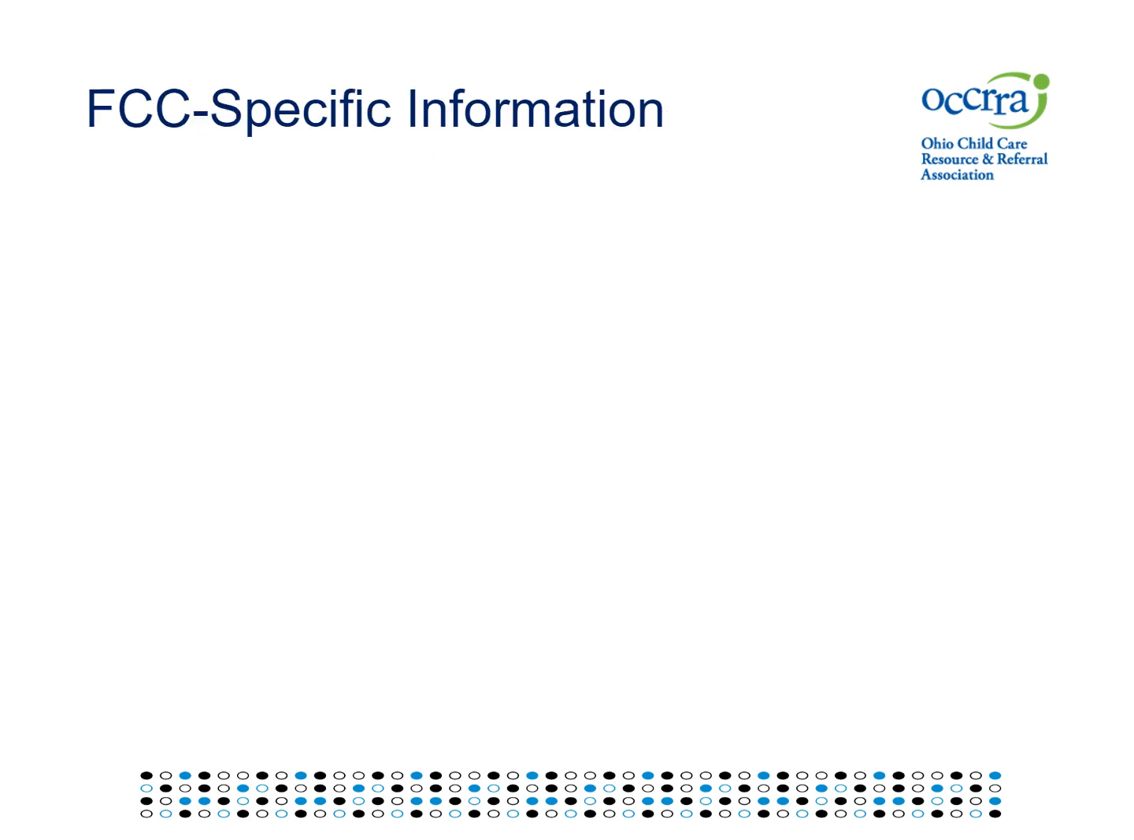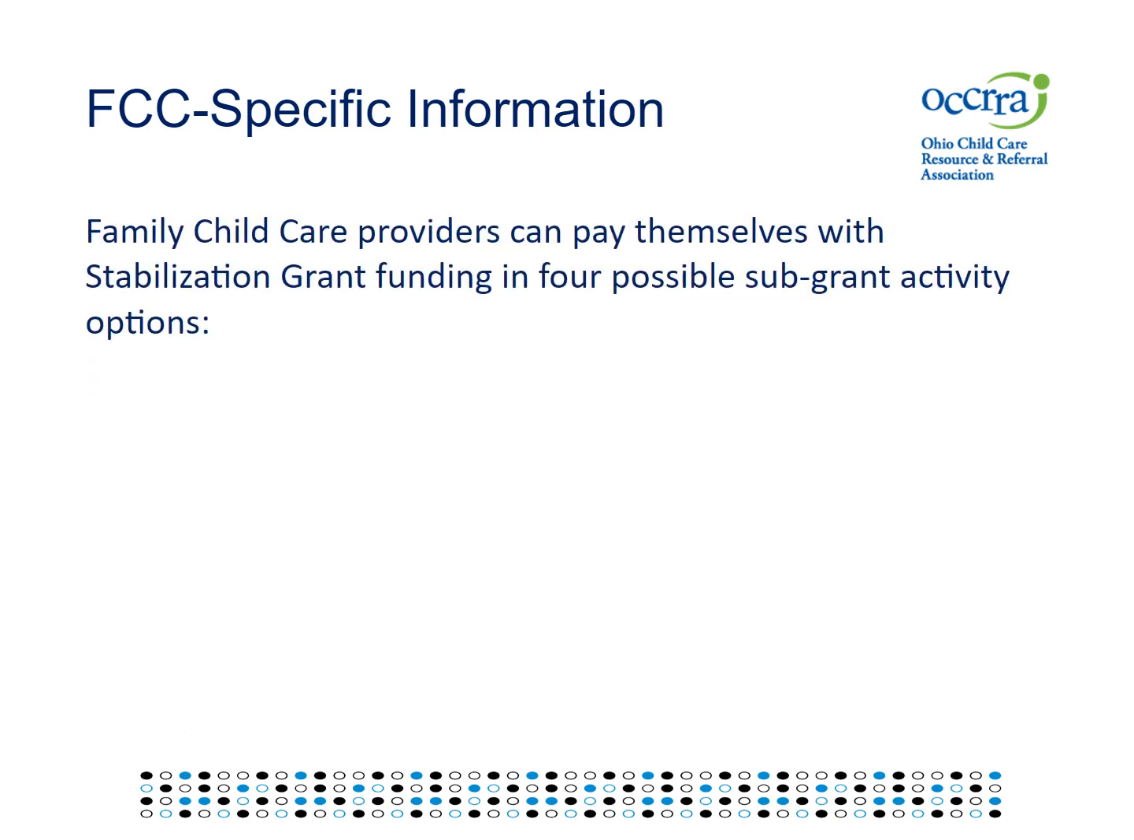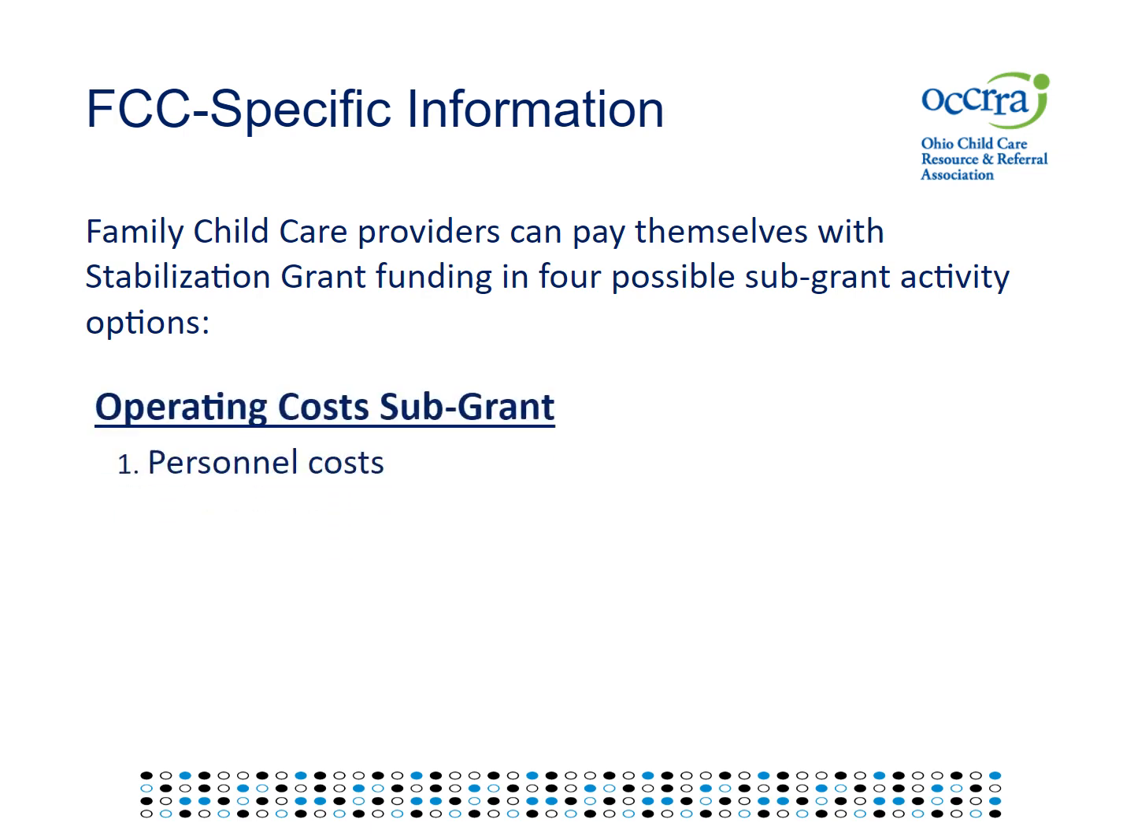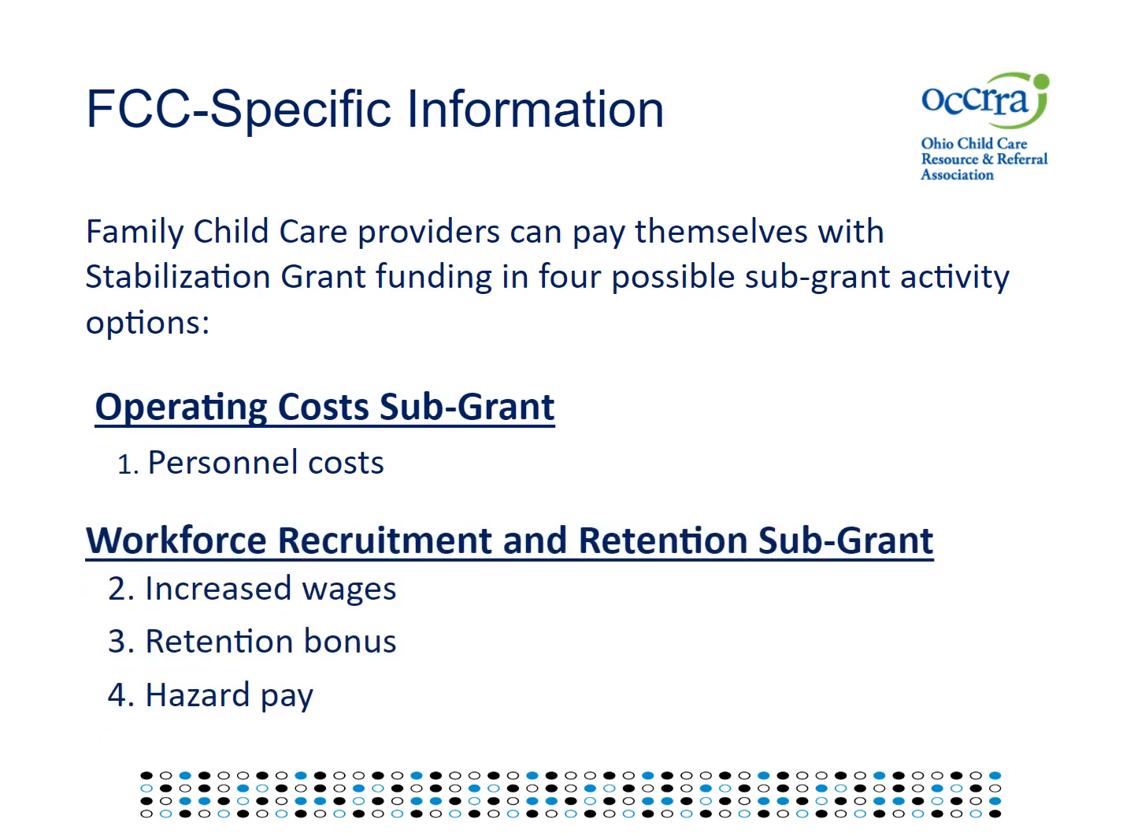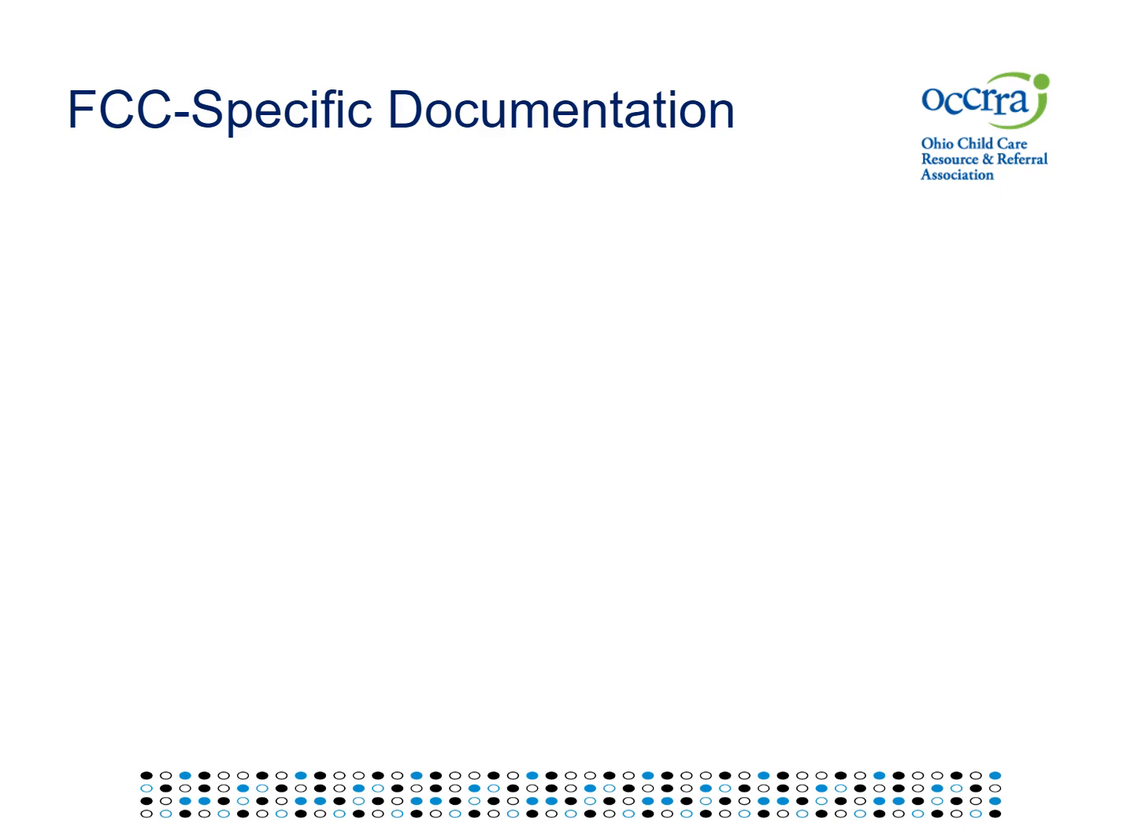The next portion of the tutorial is for family child care providers only. Family child care providers can pay themselves with stabilization grant funding. There are 4 possible subgrant activity options for paying yourself in family child care: personnel cost underneath the operating cost subgrant, and increased wages, retention bonus, and hazard pay under the workforce recruitment and retention subgrant. Next, we will walk through the documentation to prove payments made to pay yourself.